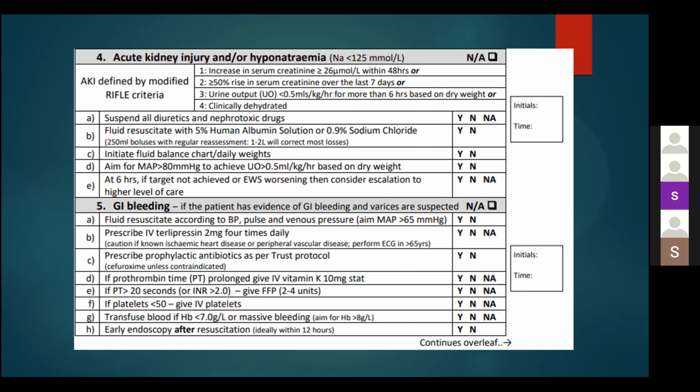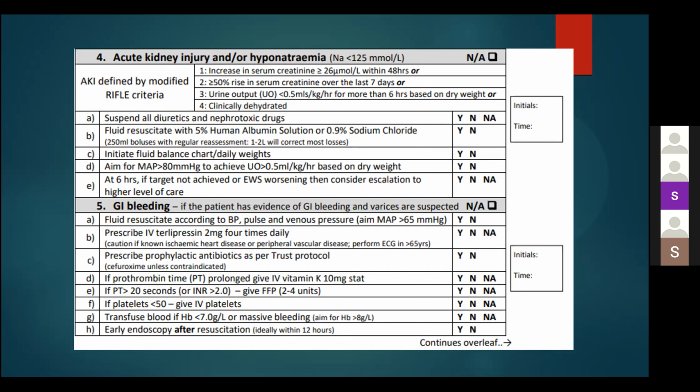We need to think about monitoring the input and output charts. We want to monitor the urine output greater than 0.5 mils per kilogram, and it actually says aim for a slightly raised MAP than you typically would expect. So, a mean arterial pressure of about 80 millimeters mercury, which equates to about a blood pressure of 100/70 if you calculate it out. So maybe a little bit higher than we generally accept in other circumstances.